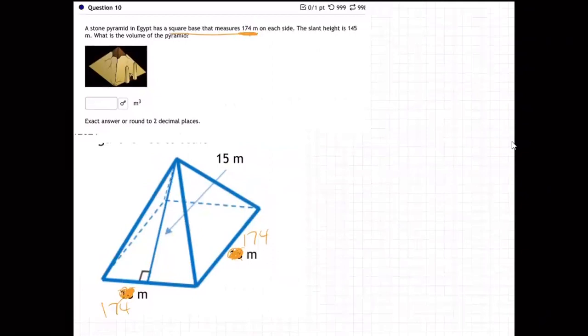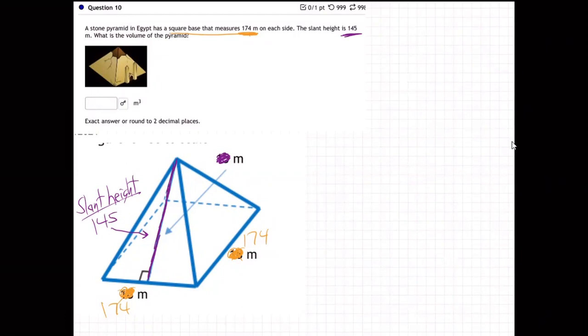They're saying the slant height is 145. What's that? That's this part right here. Let's say this right here is 145, meaning this piece which comes down the slant, that is what we call the slant height. That's down the slant, down the face of the pyramid. Now that's not the real height.